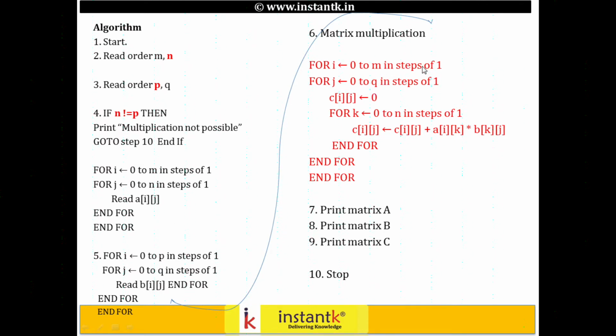This is the matrix multiplication. For i equal to 0 to m, j equal to 0 to q, and c of i of j is initialized to 0. For k equal to 0 to n, in steps of 1, we just do a of i of k into b of k of j, added back to c of i of j, and that completes it. Print matrix A, print matrix B, print matrix C, and stop. This is a simple algorithm.